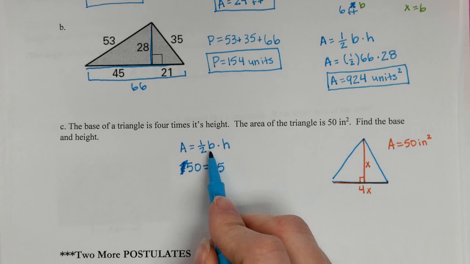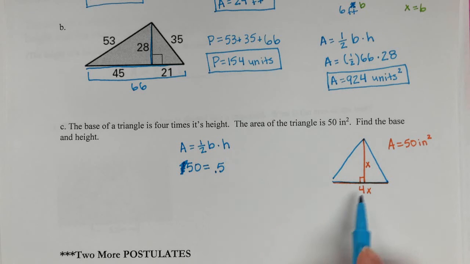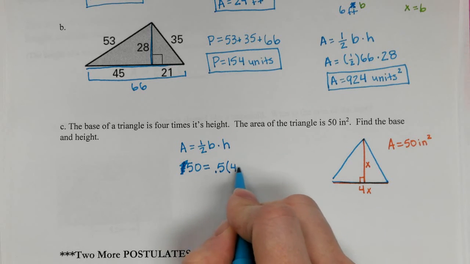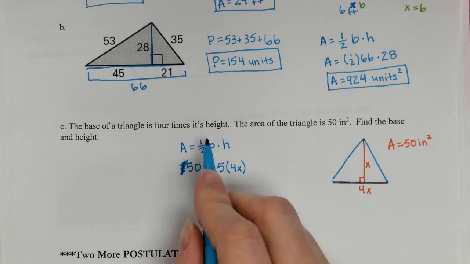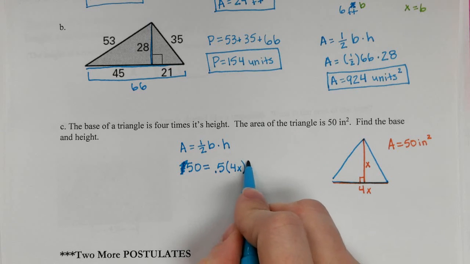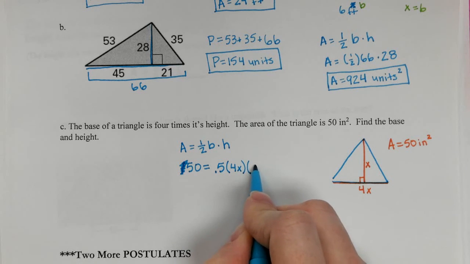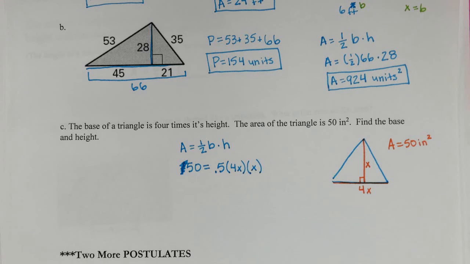Then I have my base. If I look over here, my base is 4x. So I'm going to do 4x. Then I have to do times my height, and I'm going to do times with parentheses. So my height is x.